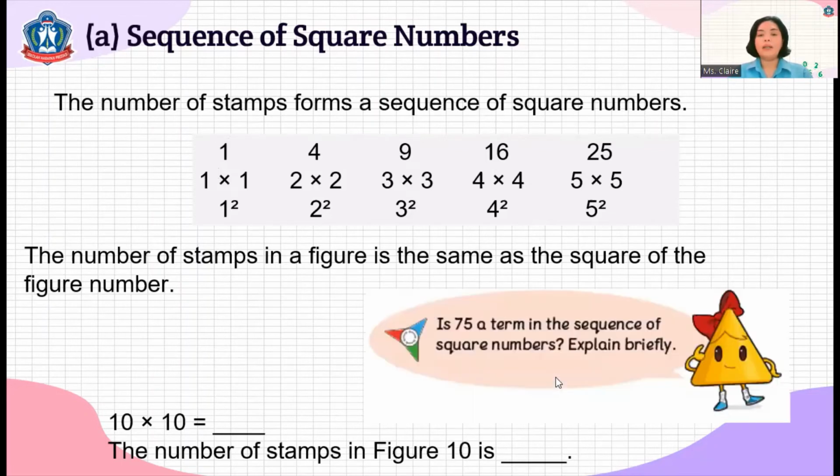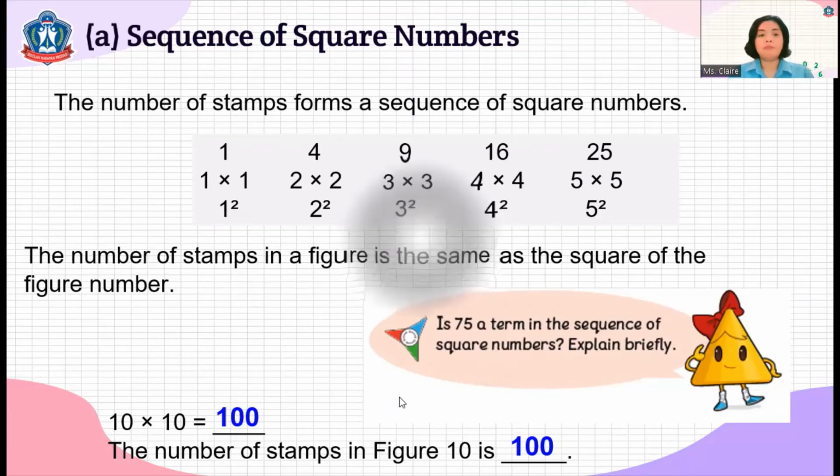So is 75 a term in the sequence of square numbers? Is there a number 75 in our square numbers? Okay, try to look for after 25. So let's say 6 times 6, that is 36. Please continue if you can find 75.